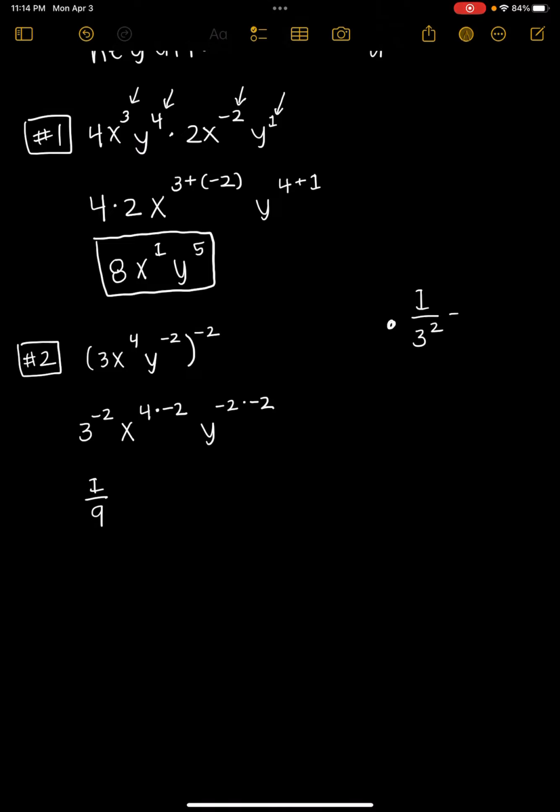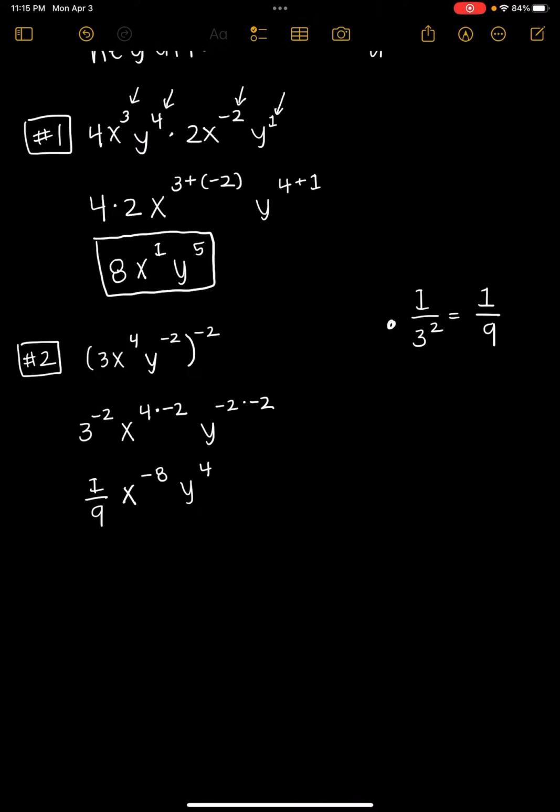And we know 3 squared is 9, so I can change that to be 1 over 9. So that's how we got that 1 over 9. And then for our x, we're going to have x to the power of 4 times negative 2, which gives me negative 8. And then we have y to the power of negative 2 times negative 2. A negative times a negative is a positive, so we have y to the 4th.